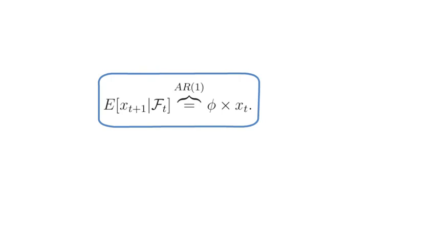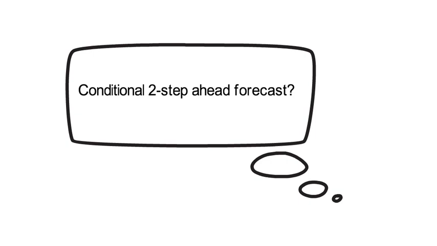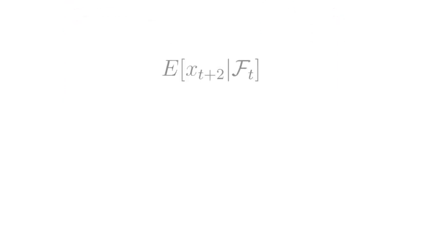Okay, now we've accomplished really a milestone. And yeah, that gets a big check. Now we want to go on and ask, what is the conditional two-step ahead forecast? So mathematically, we want to determine the expectation of xt plus 2 conditional on Ft. In order to do so, we follow the same logic.